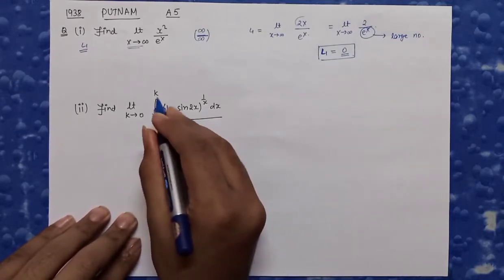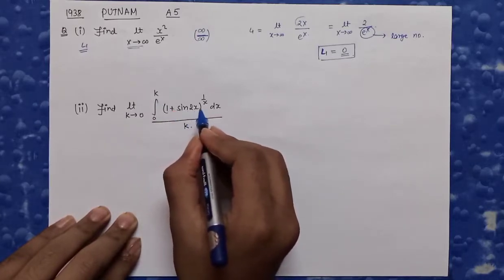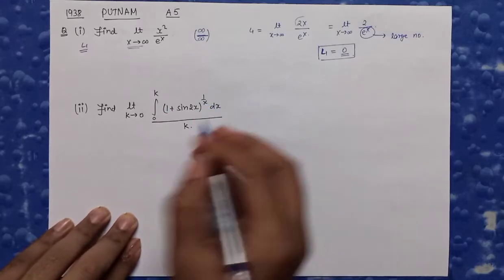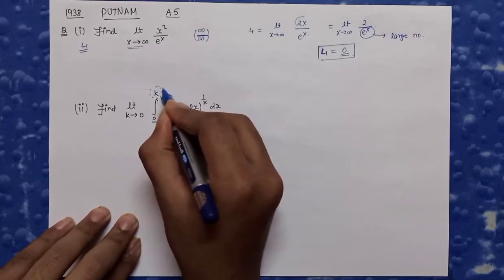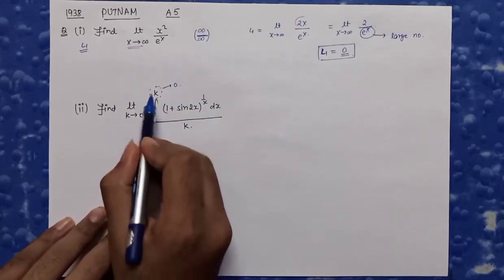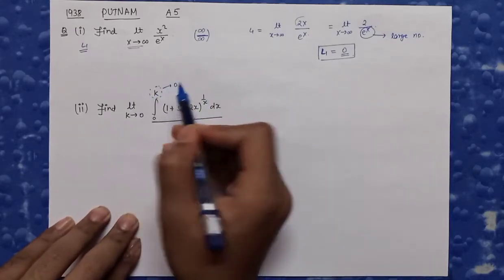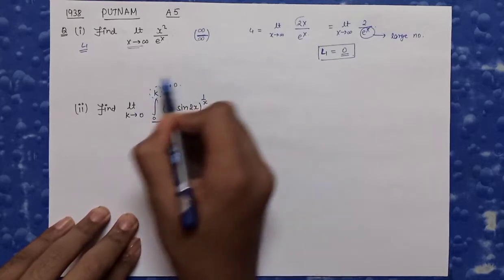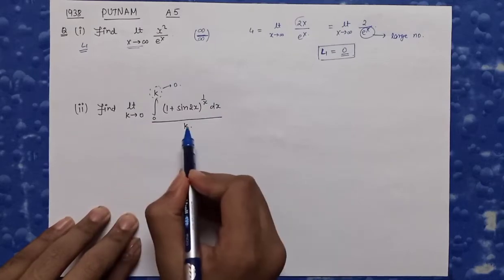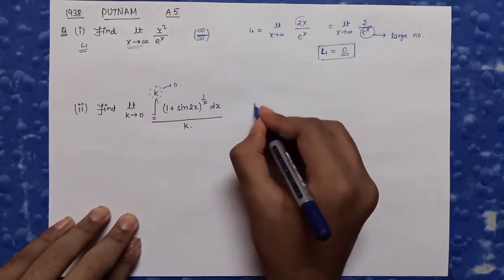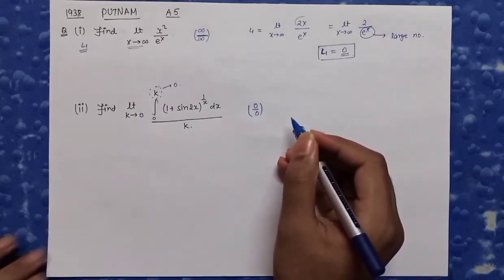The second part involves an integral running from 0 to k, and the function is (1 plus sine 2x) whole raised to the power 1 by x. Now since k is tending to 0, the limits of the integral tend to be the same, because both are 0. Therefore the value of this whole integral will tend to 0, and since k is tending to 0, the denominator will also tend to 0. So it is the 0 by 0 form of all the 7 indeterminate forms we know.